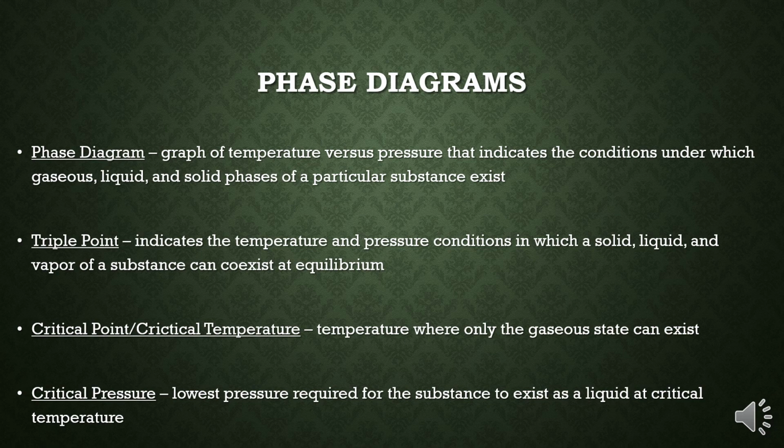The critical point, or critical temperature, we call this the temperature above which only the gaseous state can exist. You no longer have solid and liquid. And the critical pressure, this is the lowest pressure required for a substance to exist as a liquid at critical temperature.